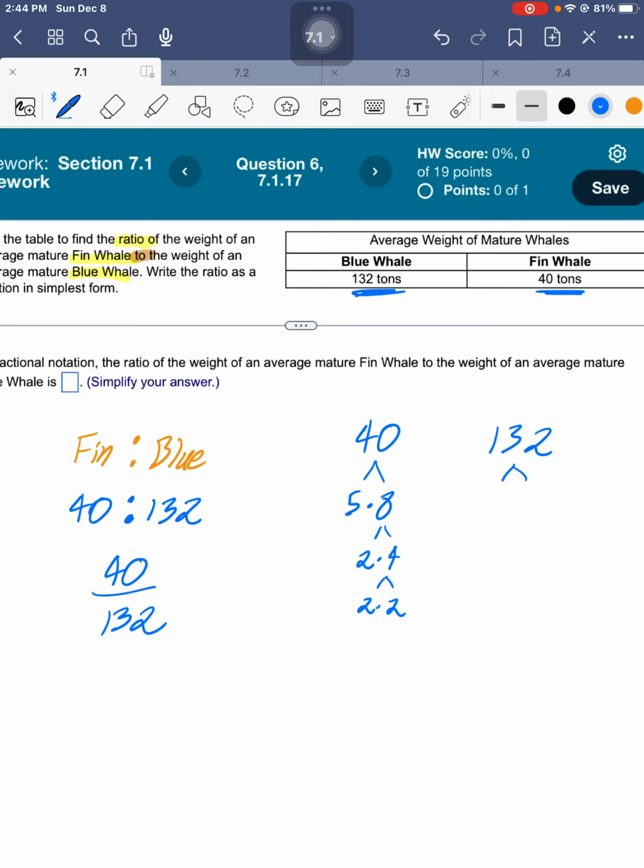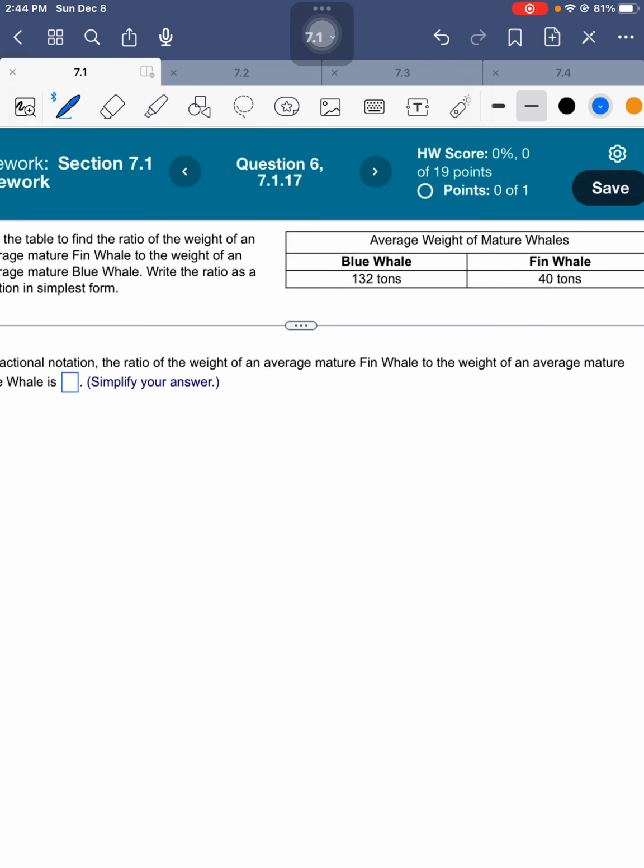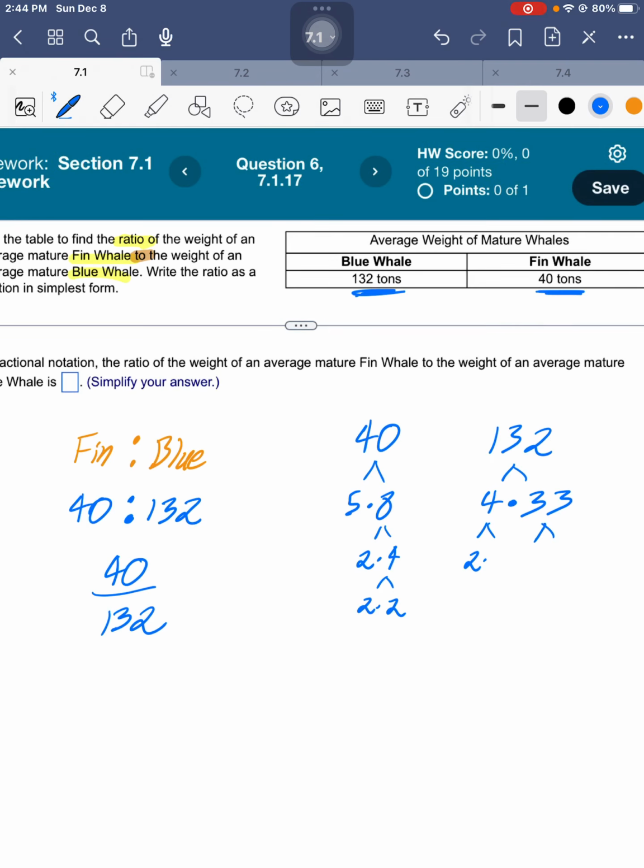So let's do 132. Now I know that 132 is divisible by 4, because remember, for something to be divisible by 4, the last 2 digits have to be divisible by 4. And I know that 32 is divisible by 4. So it's going to be 4 times 33. This 4 is going to be 2 times 2, and 33 is 3 times 11. And all of these are prime factors.